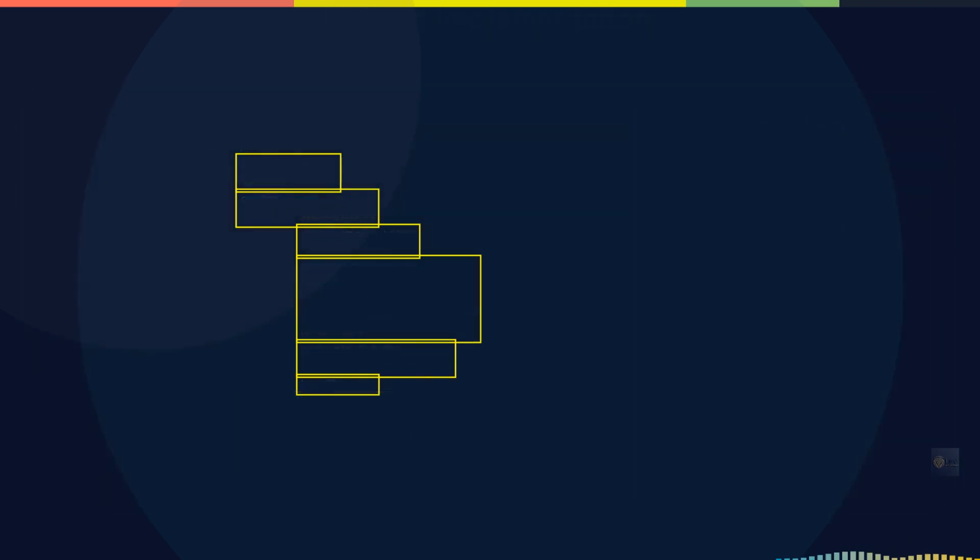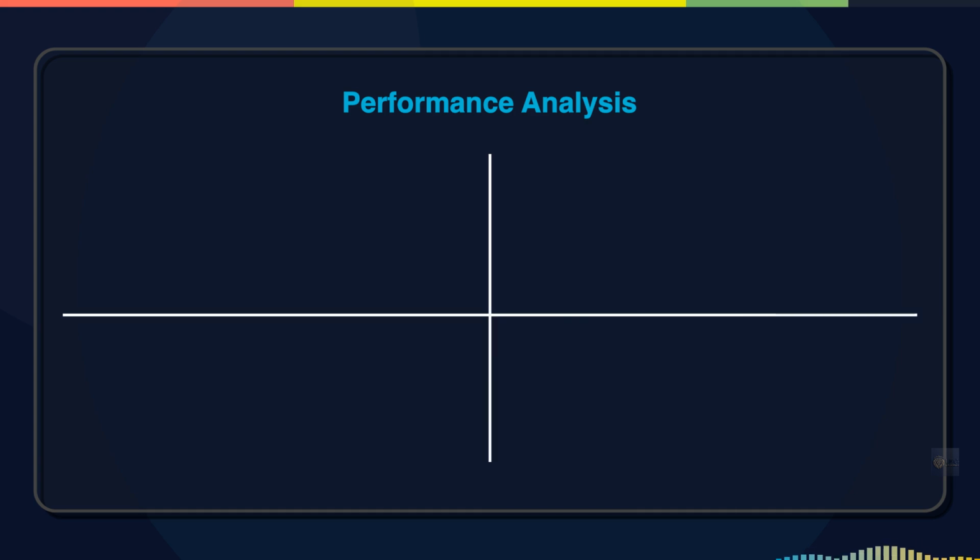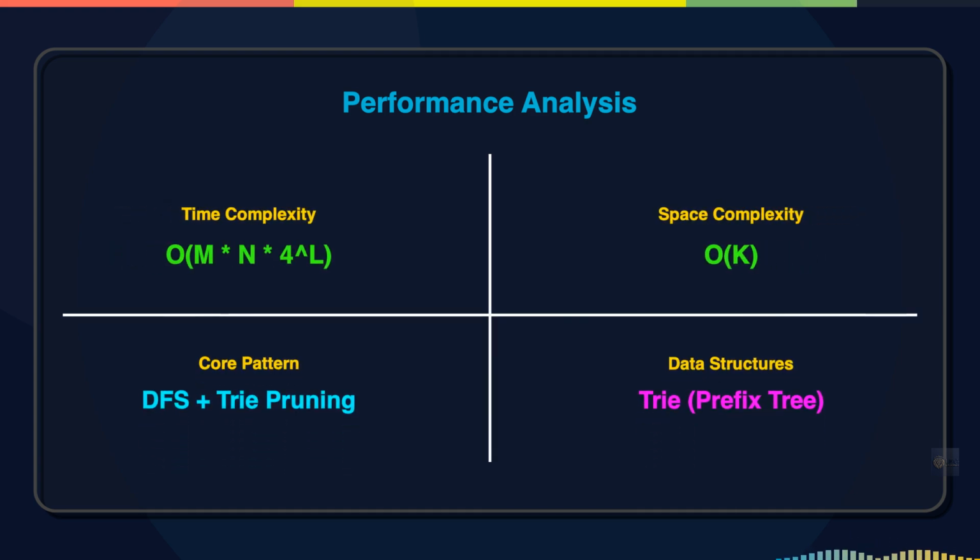For time complexity, in the worst case, we explore every path for every cell. With pruning, it is significantly faster, but the upper bound is O of M times N, times 4 to the power of the maximum word length. For space complexity, we store our words in a tree, so it is O of total characters in the word list. And that is Word Search 2 mastered.